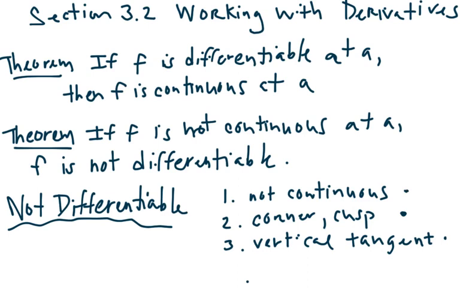Okay, so that has to do with the fact that we define a derivative as a limit. So if the limit from the left and the limit from the right at a point don't match up, maybe there's a jump discontinuity, then that limit at that point does not exist, and since the derivative is a limit, it also does not exist, and the function is not differentiable at that point. So let me give you a couple examples.